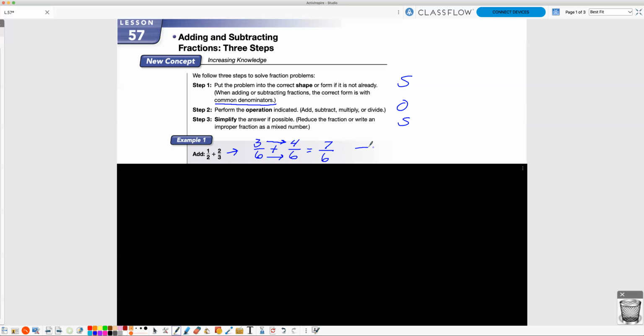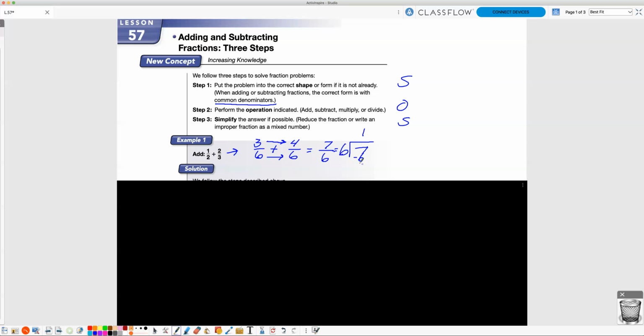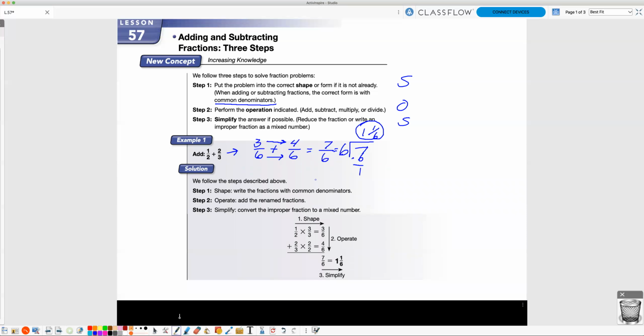So therefore, I would have 7 divided by 6 is what this is. 6 will go into 7 one time. Multiply it. If we were to subtract that, we have 1 left over. So 7 minus 6, and that's the numerator. And then the 6 becomes the denominator. So 1 and 1/6 would be the answer for that one.